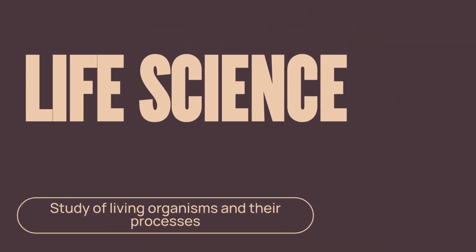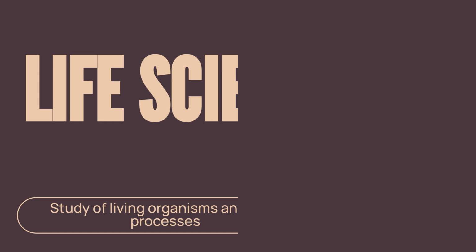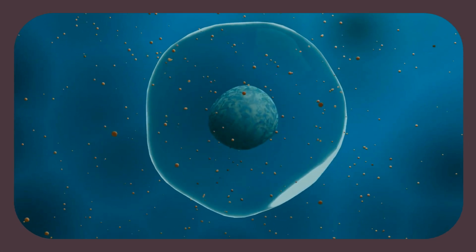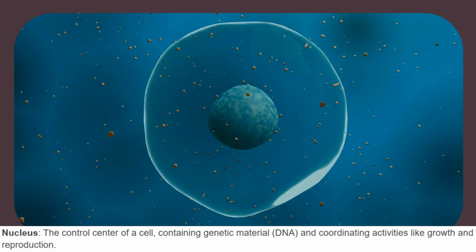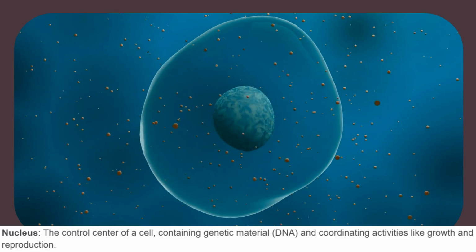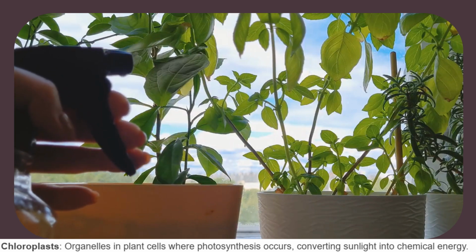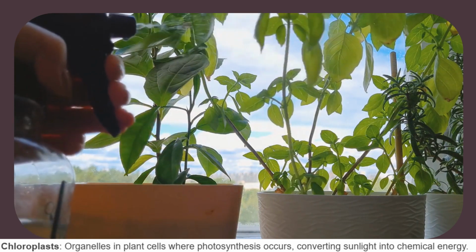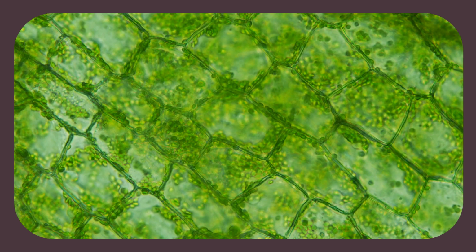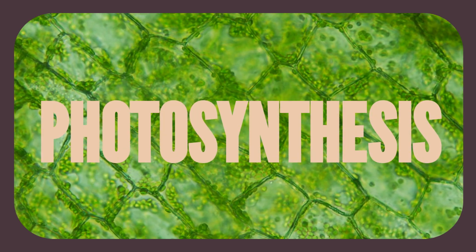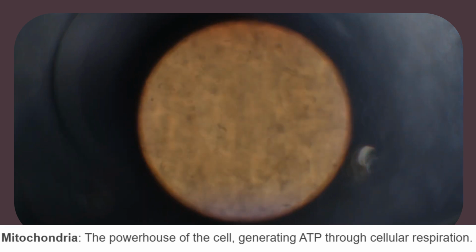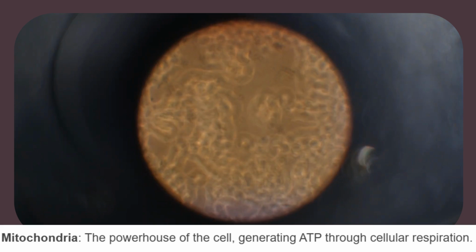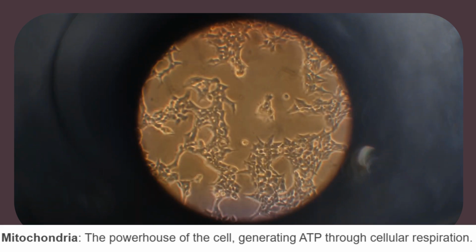Now, let's explore the fascinating world of life science, the study of living organisms and their processes. The basic unit of life is the cell. Think of a cell as a tiny, bustling city. The nucleus is City Hall. It holds the DNA, the master blueprint for everything the city does. Now, every city needs power. In plant cells, the solar power stations are called chloroplasts. They perform photosynthesis, using sunlight to turn water and carbon dioxide into sugar, which is food. In both plant and animal cells, the power plants that burn this sugar to create usable energy are the mitochondria.